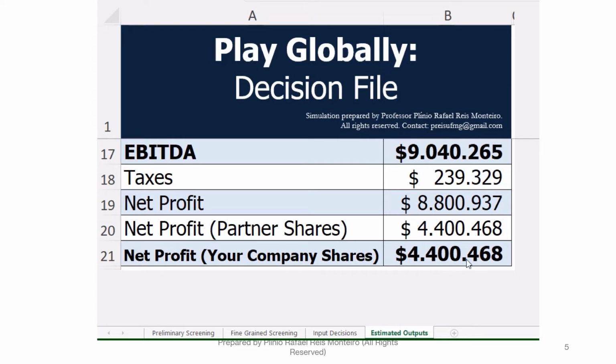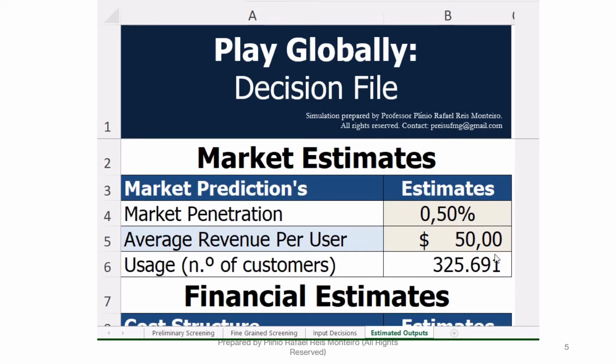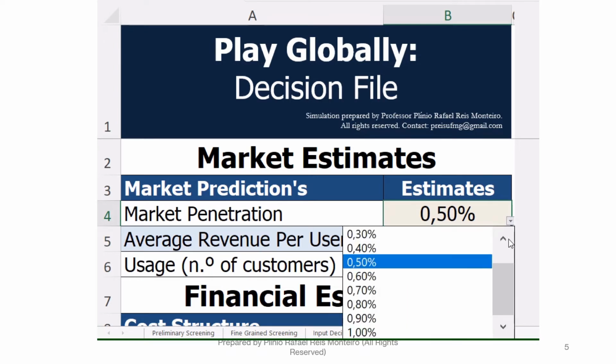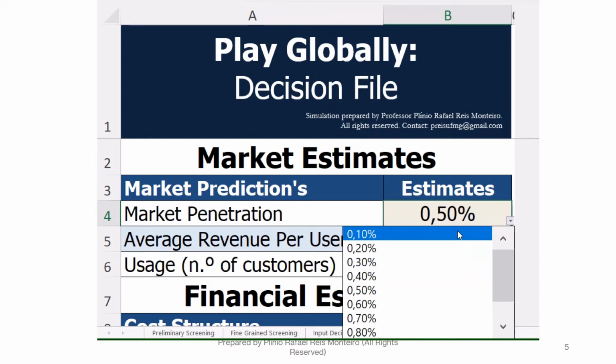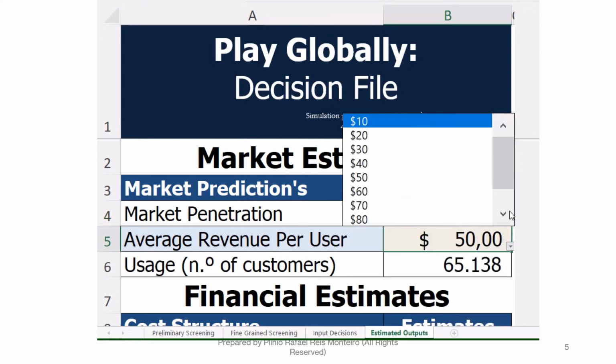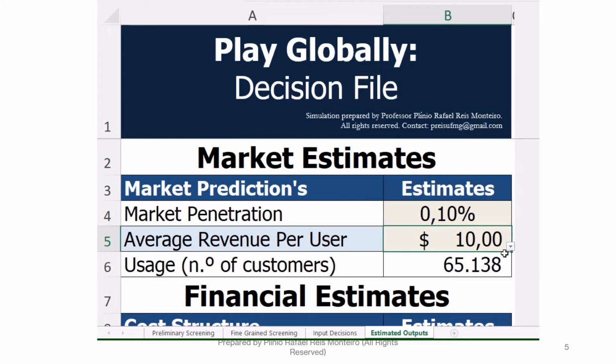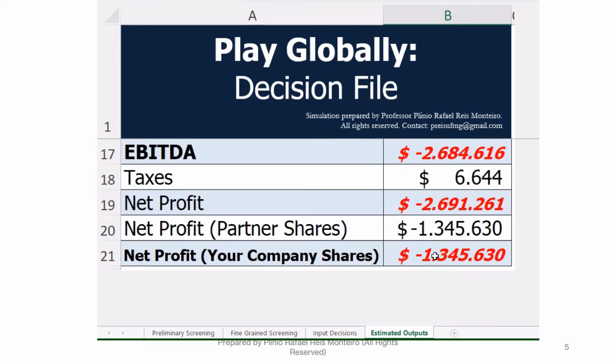Okay, so what you can do now? You can try different assumptions and see how these assumptions will affect your profit. For instance, now I'm using the likely scenario, but let's be a little bit pessimistic. So what will happen if I achieve a really low value in both measures? 0.10% of market penetration and $10 in average per each customer. So in that case, I'm going to lose $1.3 million in my net profit.